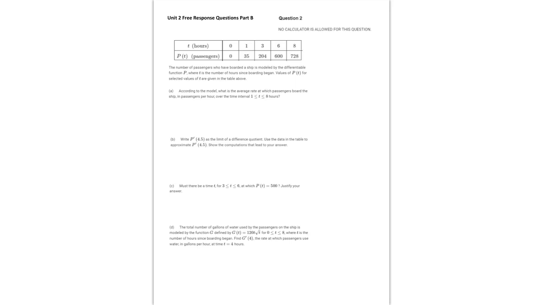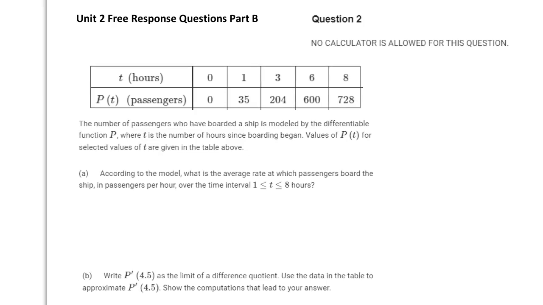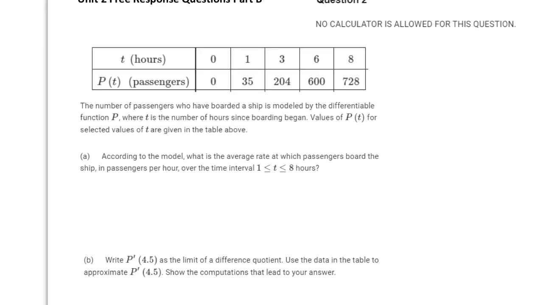So here's just kind of walking through the problem that we were gonna do in the Google Meet here. So this is question 2, part B. We've got a table here. Number of passengers who boarded a ship is modeled against the number of hours, and we have a couple questions. So in part A, according to the model, what is the average rate at which the passengers board the ship in passengers per hour over 1 to 8?